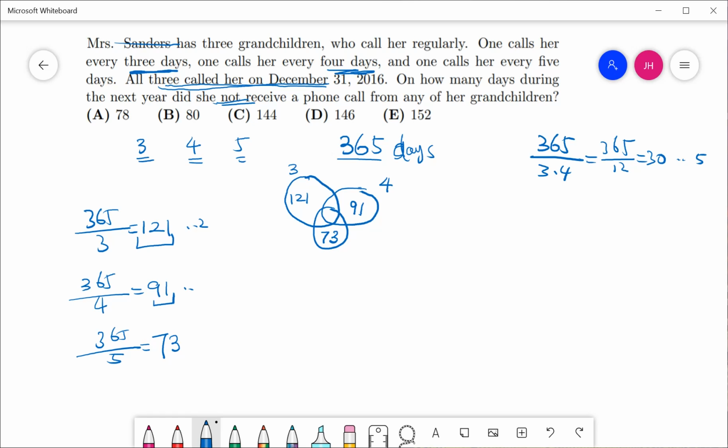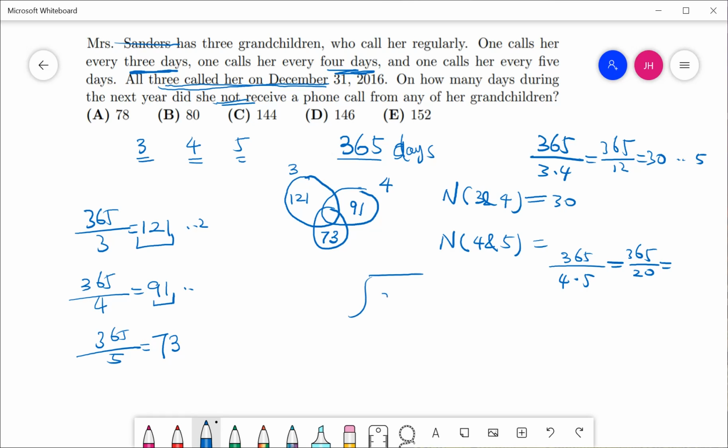Okay, so how do we call that? Let's call that n, right? n(3 and 4) equals 30. And similarly, n(4 and 5) equals 365 divided by 4 times 5, on which the 2nd and 3rd grandchildren call her on the same day. So that's 365 divided by 20. Let's do the calculation. 365 divided by 20, so that's 18, with a remainder. Right? That's 18. Good.